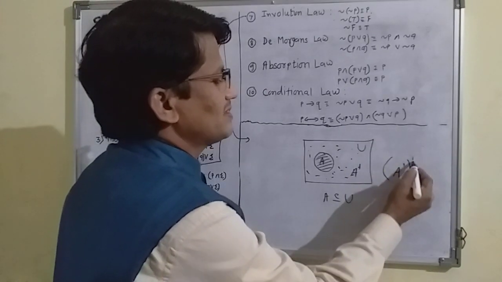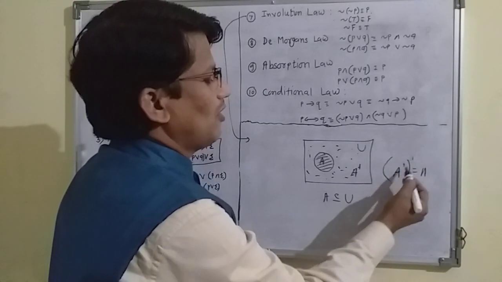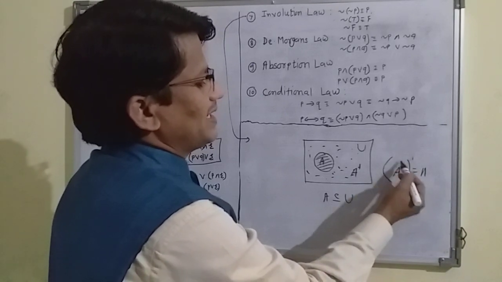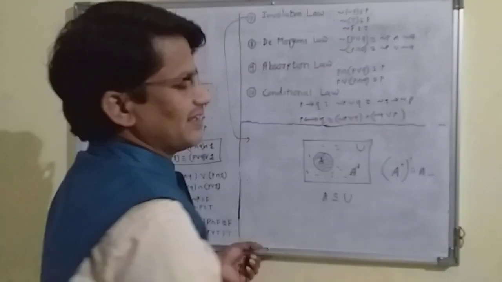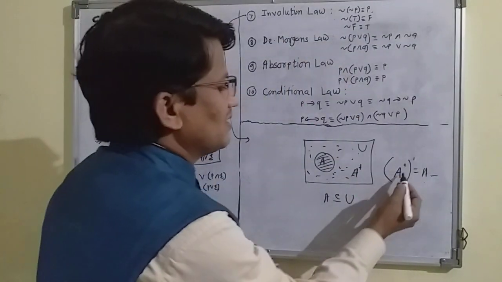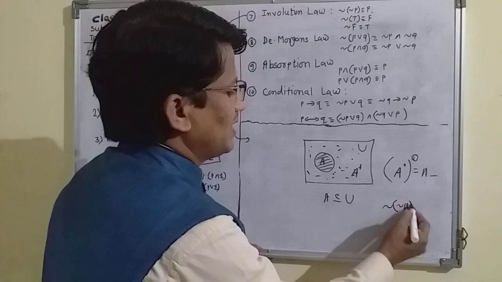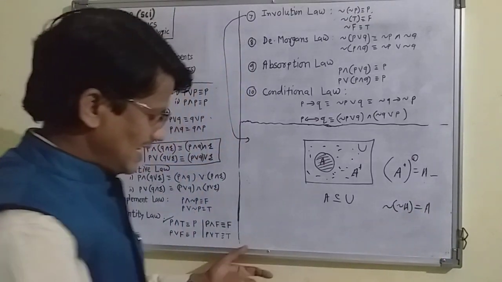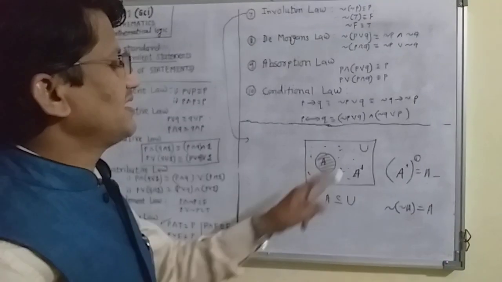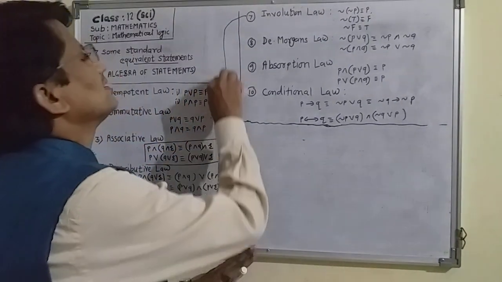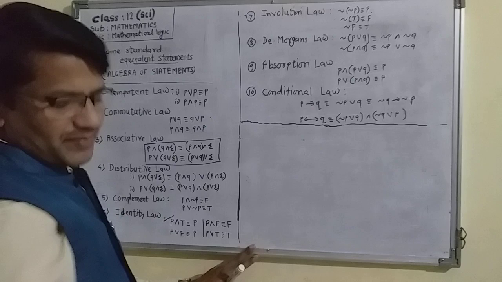I am writing like this. The complement of A is written like this. A complement, again complement, the result is A. The same rule is here. Instead of complement, I have written negation of A, and the result is again A. In set theory, we have already learned this type of situation in the last topic, last year.